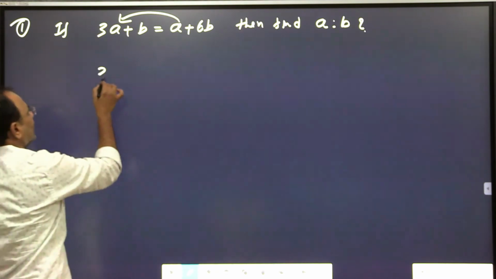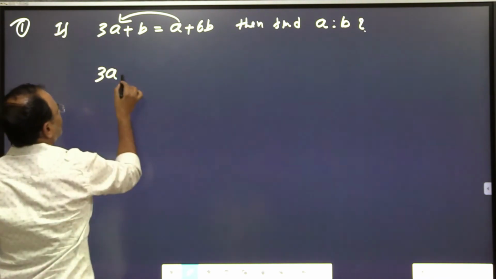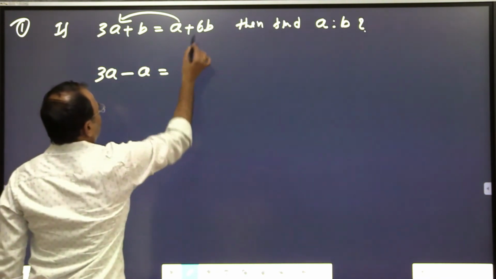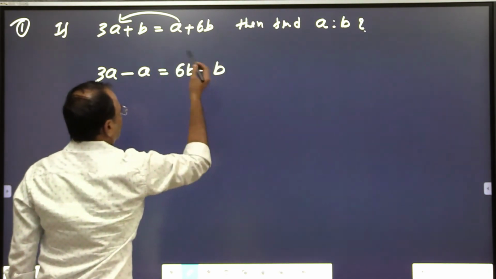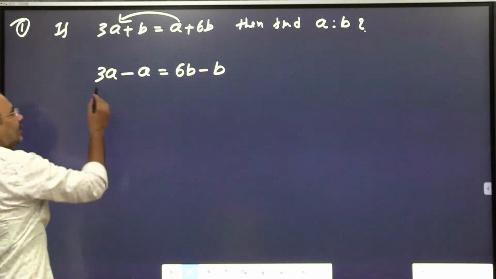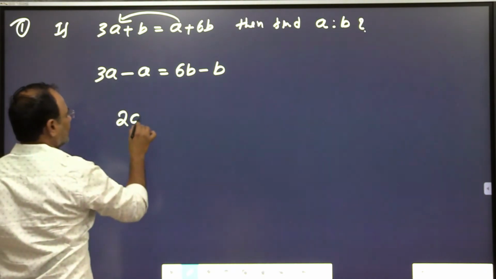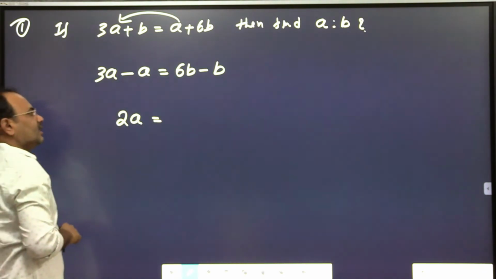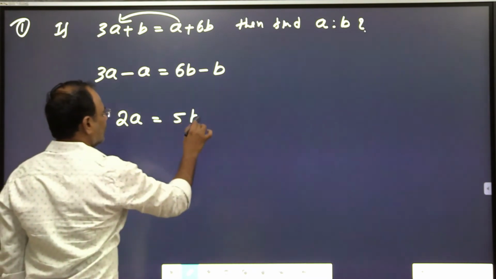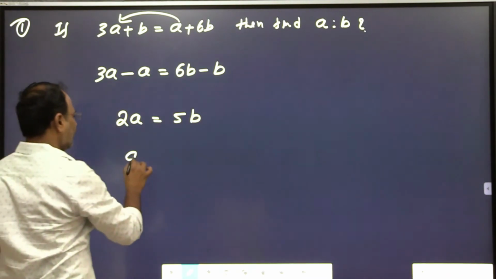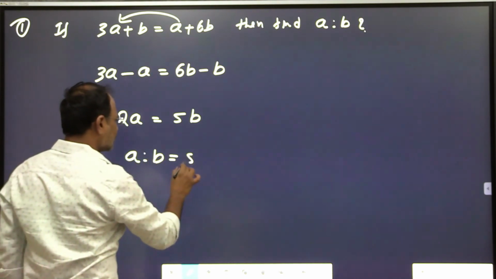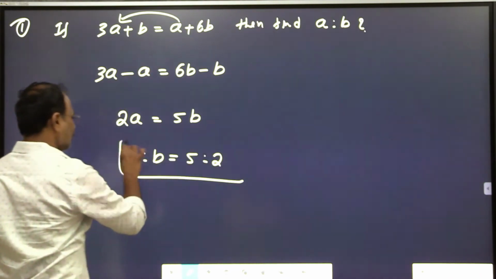So 3a same as it is, this plus a becomes minus a, and here 6b same as it is, plus b becomes minus b. Then here 3a minus a is 2a, 6b minus b is 5b. Then 2a is equal to 5b, so that you can write a is to b. A is to b is equal to what? 5 is to 2. A is to b is equal to 5 is to 2.